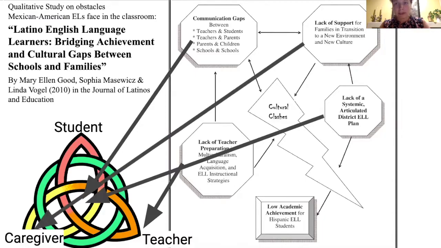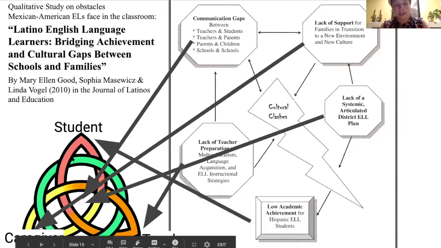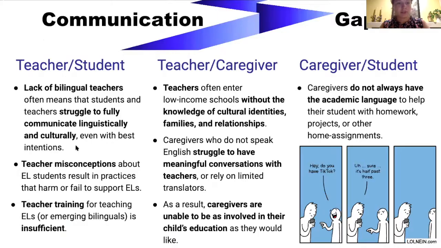Again, this paper talks about a lack of support, and that goes more toward thinking about the caregiver. The paper talks more broadly as the families as well. And then finally, the low academic achievement that we often see for Hispanic ELL students is something that is very much student-centered. But again, if we look at it in the context of our Triquetra, it is something that is then intertwined with the other two aspects of our Triquetra as well.